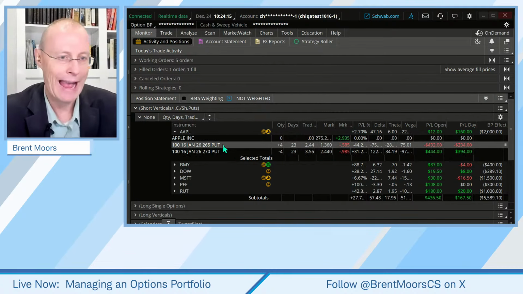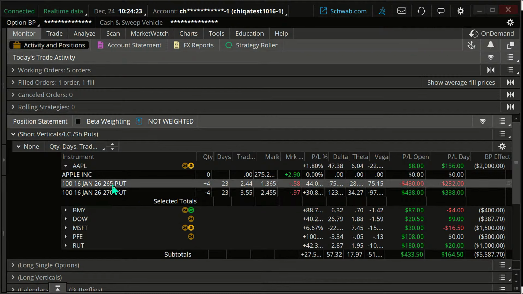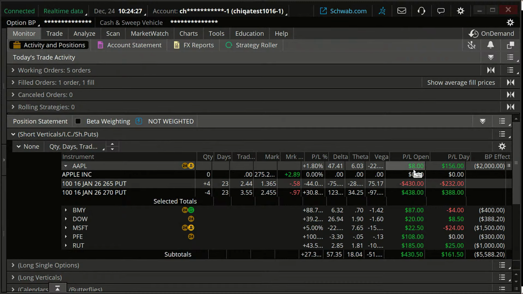Apple, what do I have? I have a short put vertical on Apple. I sold the higher strike put. I bought the lower strike put. Right now, we're almost break even. We're up just a smidge on this.